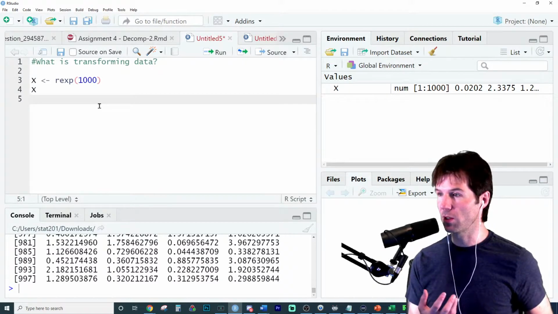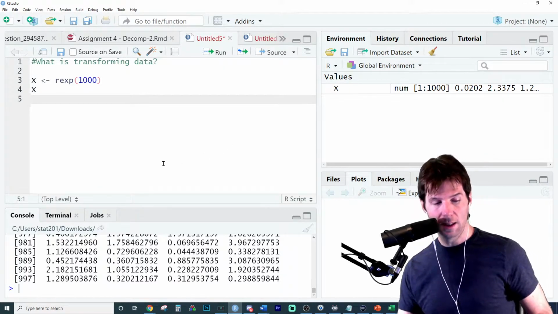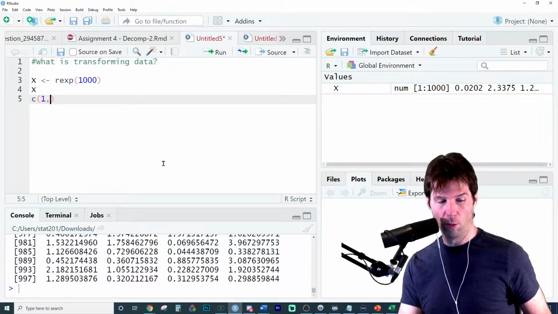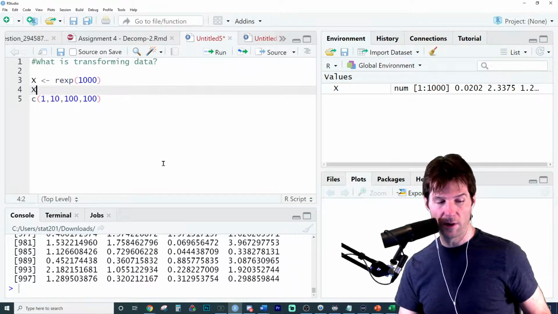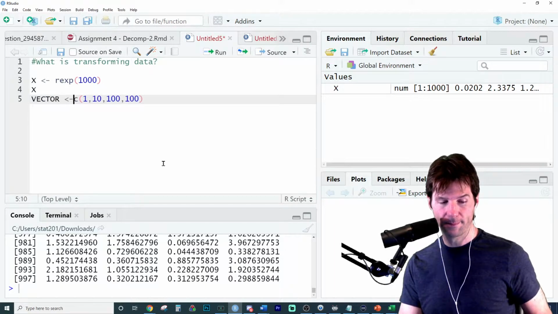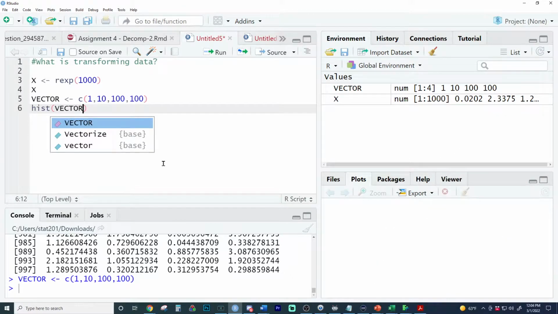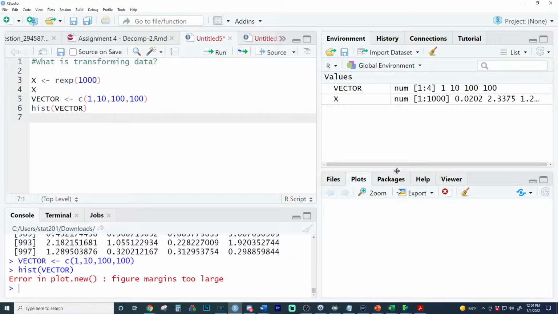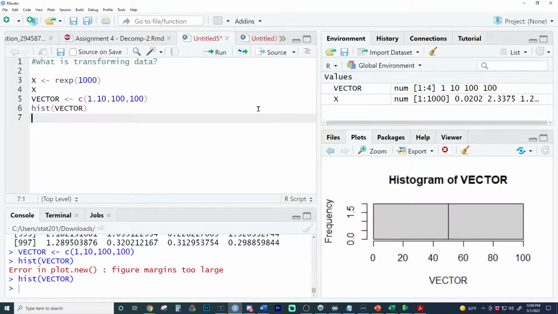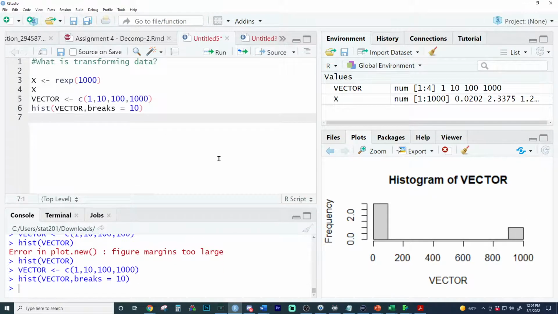The reason we use log transformations, which you'll see here in a second, is if you have a vector, something like 1, 10, 100, 1000, let's just call this the vector. When you view it in a histogram, it's going to have a lot of separation between the points. Let's add in some breaks to this. Oh, I added two 100s. I wanted 1,000. Breaks equals 10, and let's put in a 10,000. And there we go.